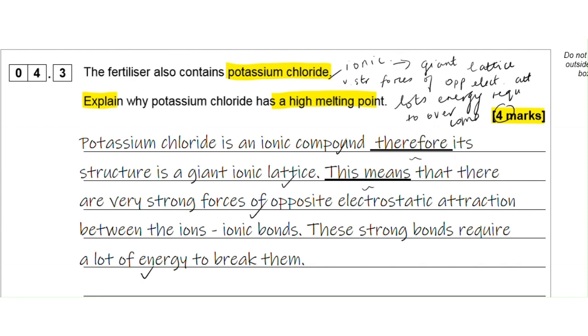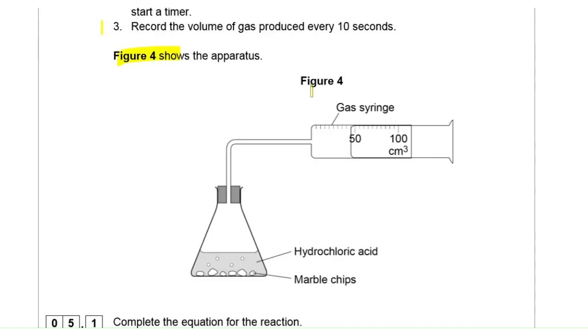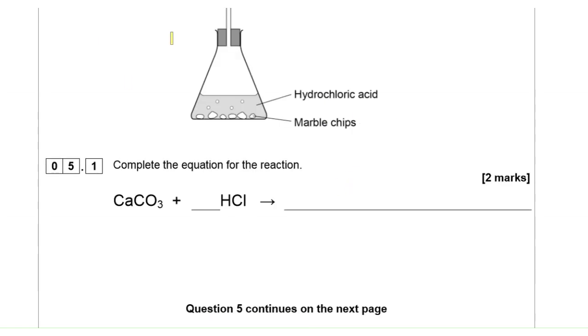Over the page, question 5. A student investigated the effect of the size of marble chips on the rate of the reaction between marble chips and hydrochloric acid. This is the method used. We're not going to go into detail, we don't need that. We'll be coming back to this later on. Figure 4 shows the apparatus. Ditto, we'll come back to that.